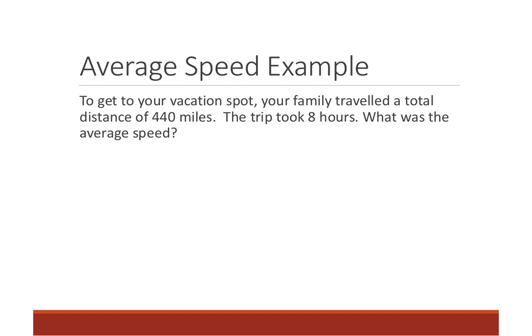So you get an example like this: to get to your favorite vacation spot, your family traveled a total distance of 440 miles. The trip took 8 hours. What was your average speed? So remember, your speed is the distance divided by the time. So our distance here was 440 miles, and our time was 8 hours. And we just do the math. We divide 440 by 8, and that tells us that the average speed was 55 miles per hour.